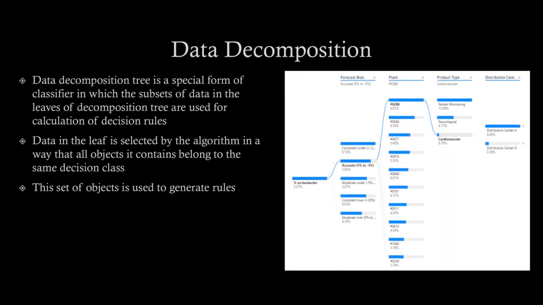Here we have an example of a data decomposition tree. As you can see, the data is divided into many different levels, which are also known as leaves, and the data in each leaf is similar, and this is what will be used to generate the decision rules.